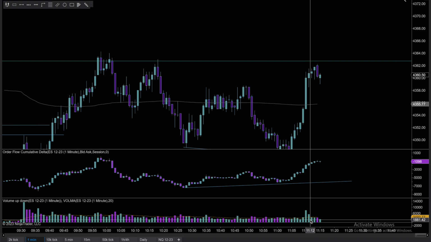So we're just sort of consolidating, volume's getting low, the market's resting, it's taking a breather, and on that candle down, it's not like we got a huge volume spike. So I'm pretty happy with how this looks overall.